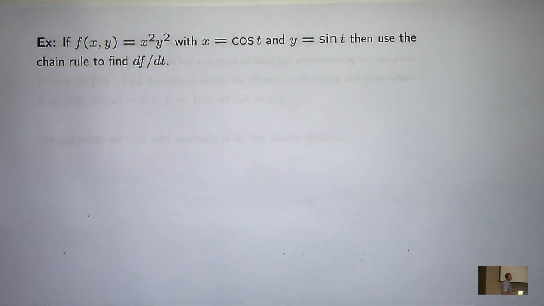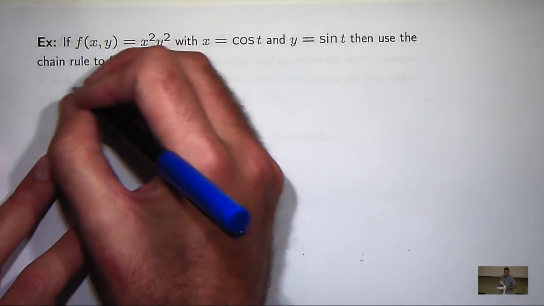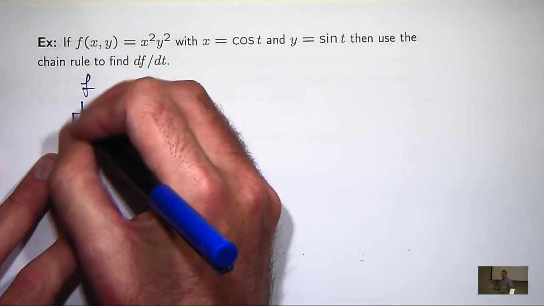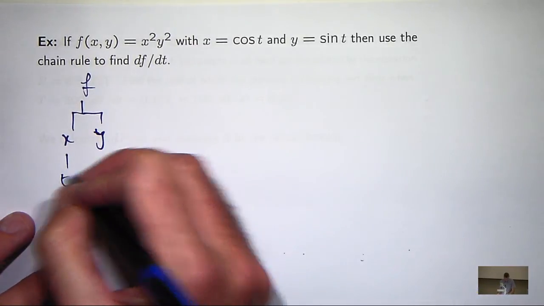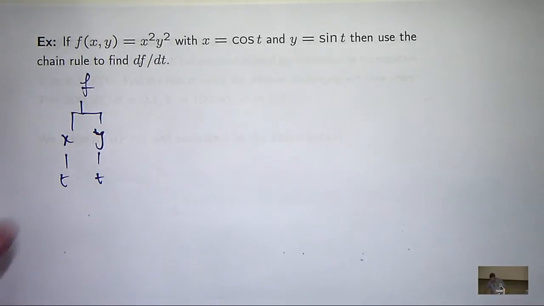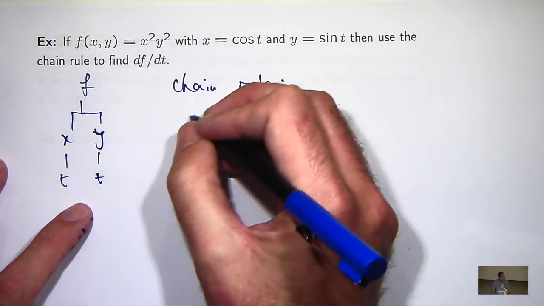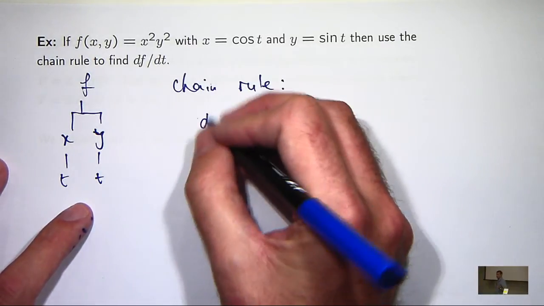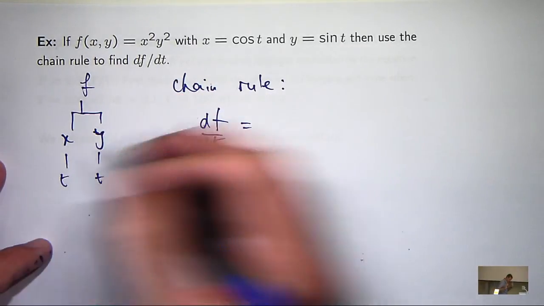So, f depends on two variables, x and y, and each of those depend on t. Our chain rule will be the following: df dx times dx dt plus df dy times dy dt. So all I need to do in this example is calculate these four derivatives and then simplify. Okay? That's all we're doing here.